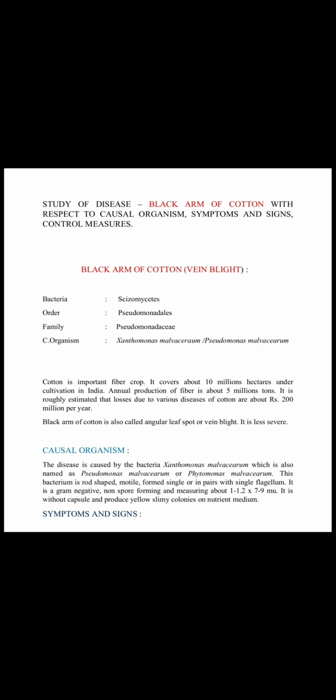The causal organism Xanthomonas malvacearum is also named Pseudomonas malvacearum or Phytomonas malvacearum. This bacterium is rod shaped, motile, and formed singly or in pairs with a single flagellum. It is gram negative and non-spore forming, measuring about 1 to 1.2 by 7 to 9 micron. It is without capsule and produces a yellow slimy colony on nutrient media.